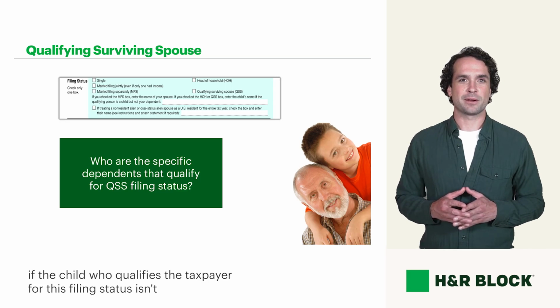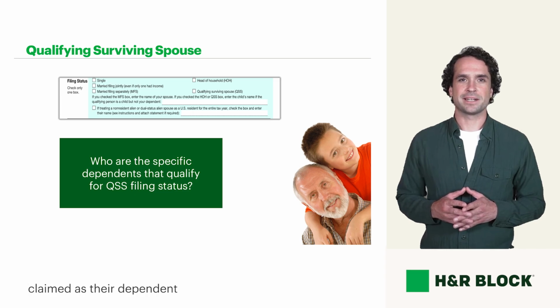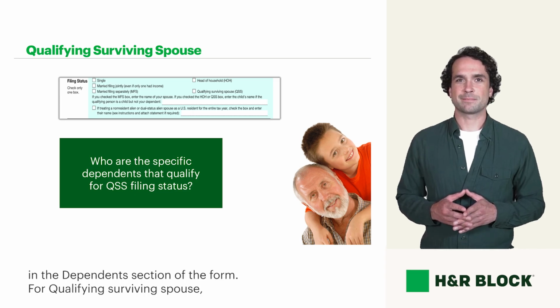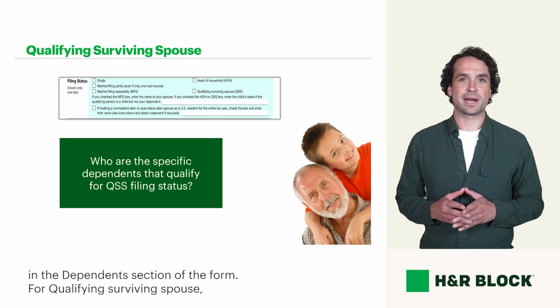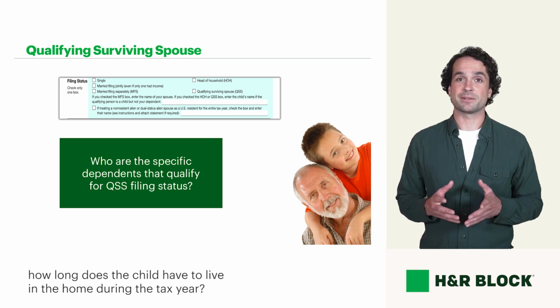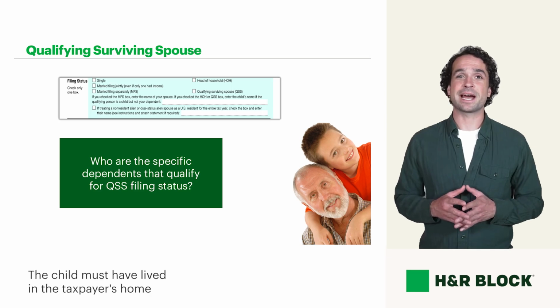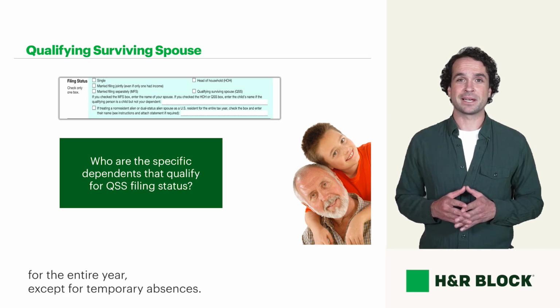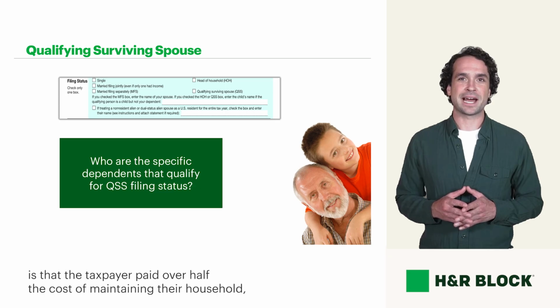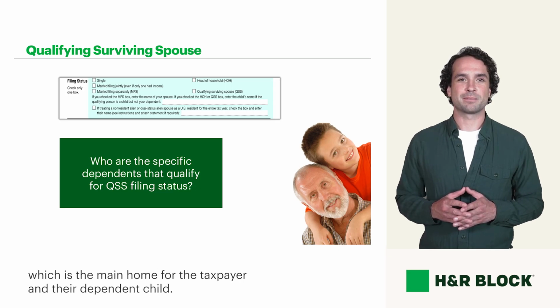If the child who qualifies the taxpayer for this filing status isn't claimed as their dependent in the dependents section of the form. For qualifying surviving spouse, how long does the child have to live in the home during the tax year? All of it. The child must have lived in the taxpayer's home for the entire year, except for temporary absences. The last requirement is that the taxpayer paid over half the cost of maintaining their household, which is the main home for the taxpayer and their dependent child.